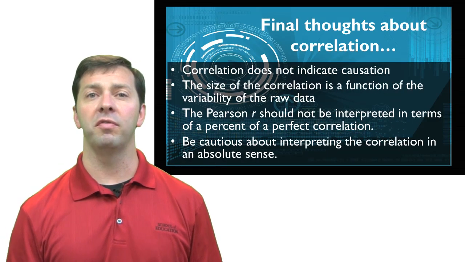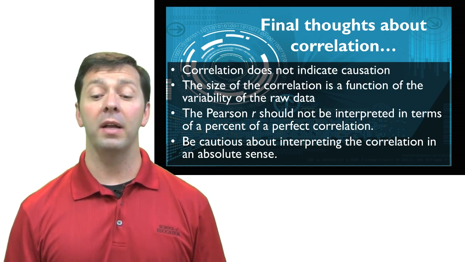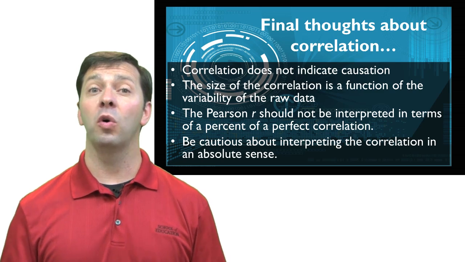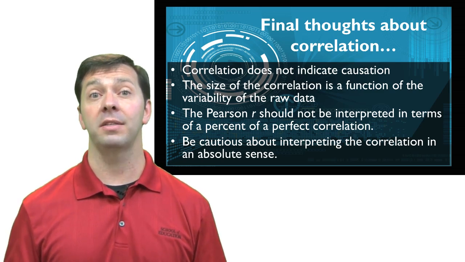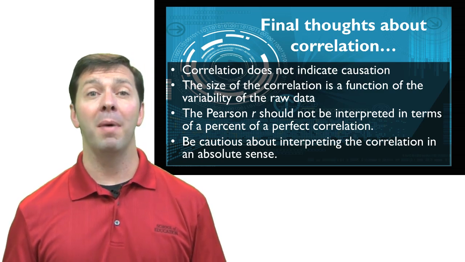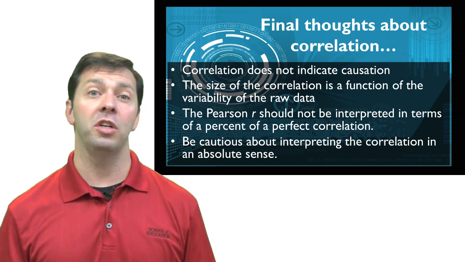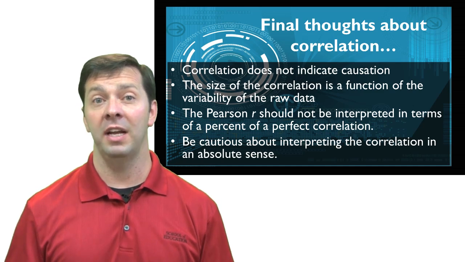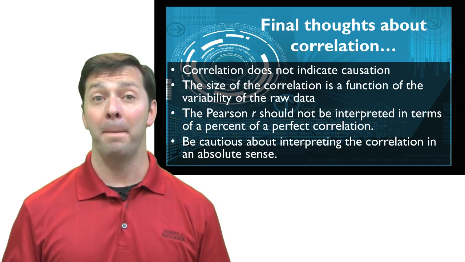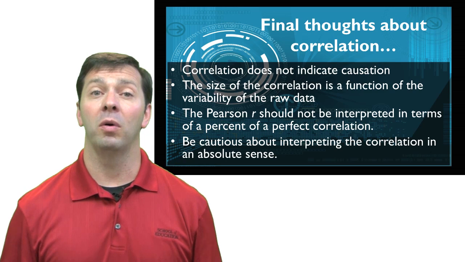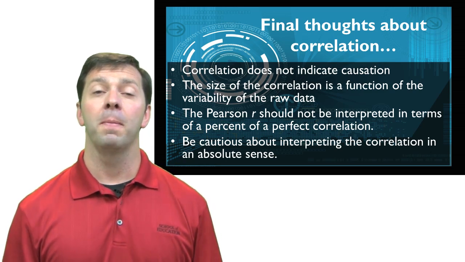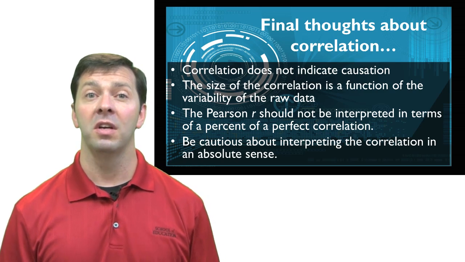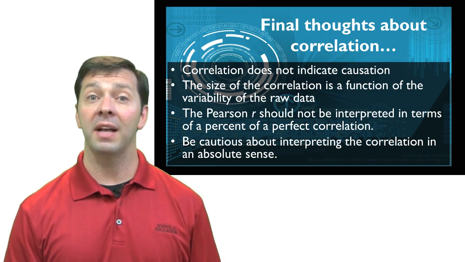And finally, here's the fourth and final point. Be cautious about interpreting correlation in an absolute sense. What we mean here is correlation is always context specific. What might be a really good correlation in one setting may turn out to be not all that special in another setting, even though it's the exact same number. I'll give you an example related to college admissions. We have pretty well across the country two major college admissions tests, the ACT and also the SAT.